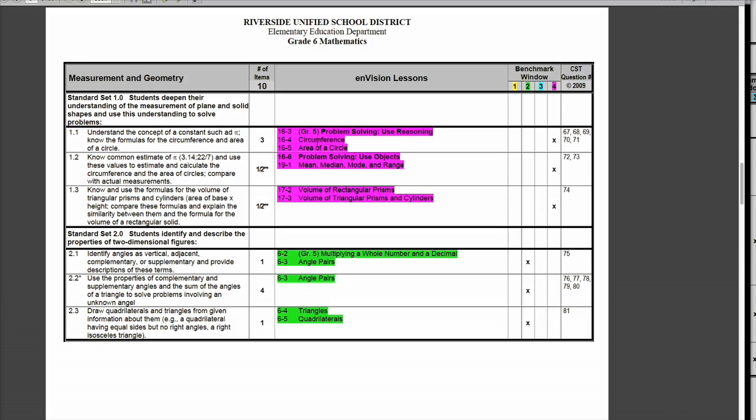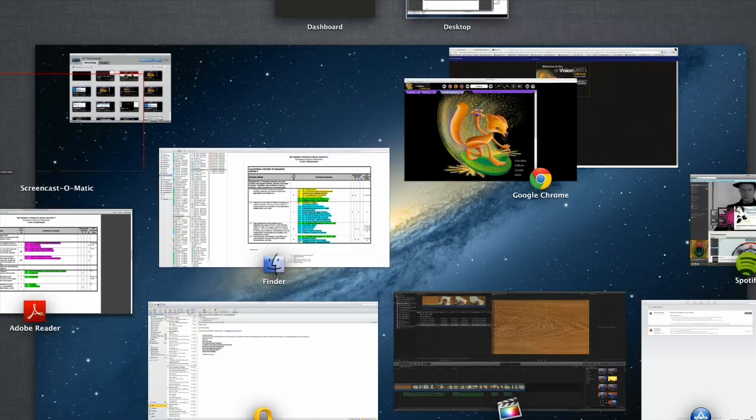So obviously something you want to pay a lot of attention to is circumference and then area of a circle. Also beyond the fact that it's heavily weighted on the CST, it's extremely important for students to understand not only pi but circumference and area of a circle as they move into 7th grade, then into algebra and later into geometry. So let me show you real quick.